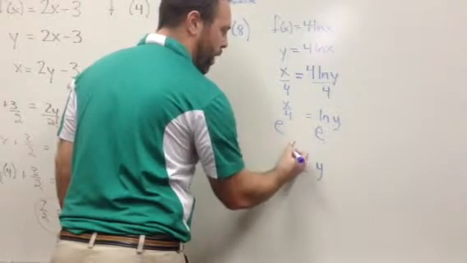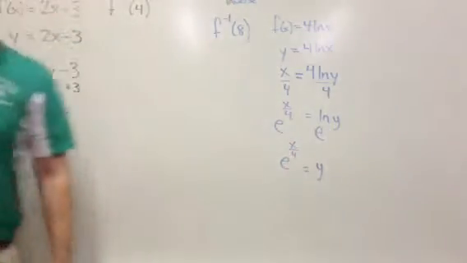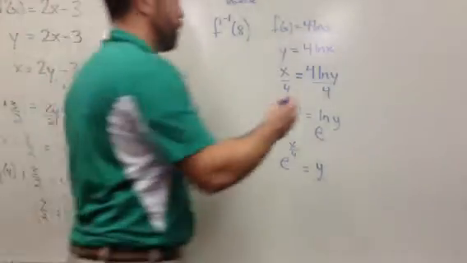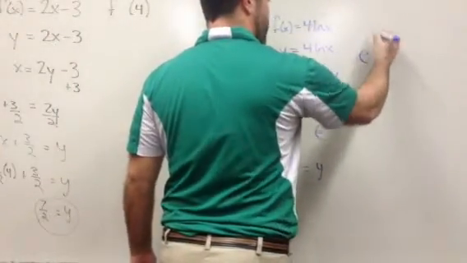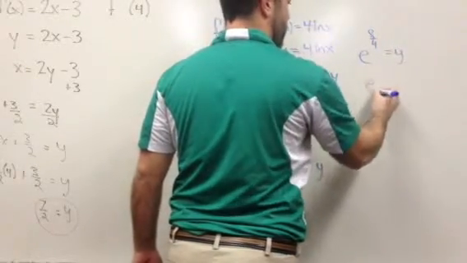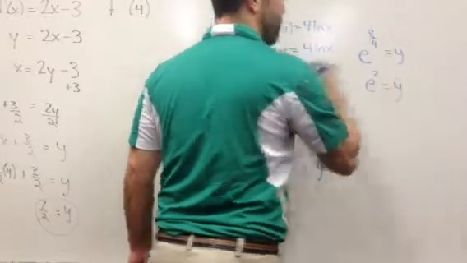All right, so we get y is equal to e to the x over 4. All right, and the last step. Once we have y equals, what are we going to do last? Put 8 in for x? Yeah, put 8 in for x, so we'd have e to the 8 over 4 is equal to y, so y would just equal e squared.